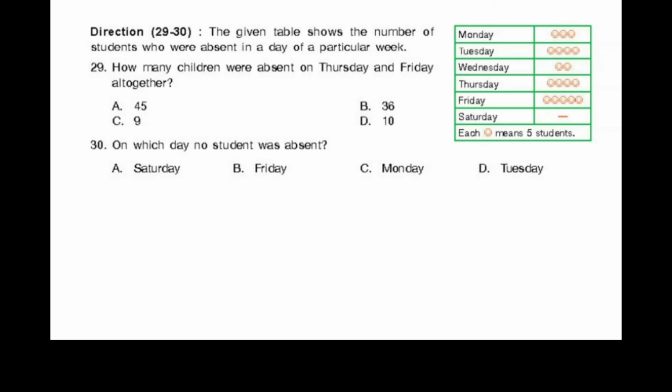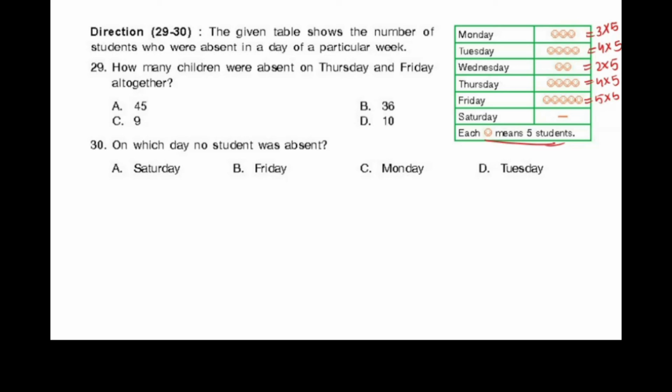Next question is 29 and 30 from data handling. Okay. So on Monday, 3 smileys, and each smiley means 5 students, 3 times 5, 15 students absent. On Tuesday, 4 times 5, that means 20 students absent. On Wednesday, 2 times 5, 10 students absent. On Thursday, 4 times 5, again 20 students absent. Friday, 5 times 5, 25 students absent.